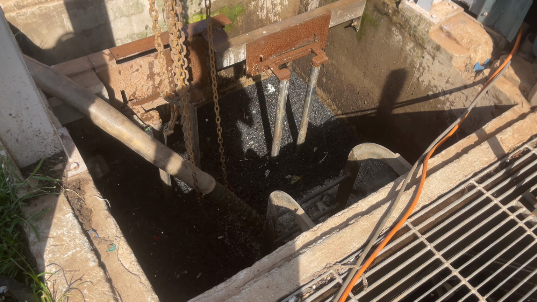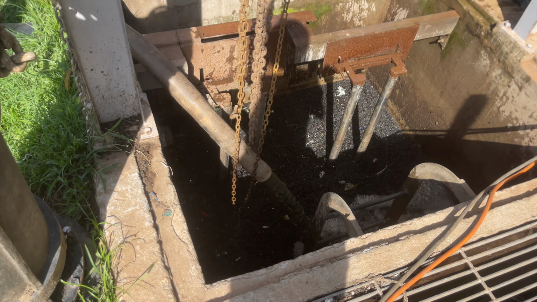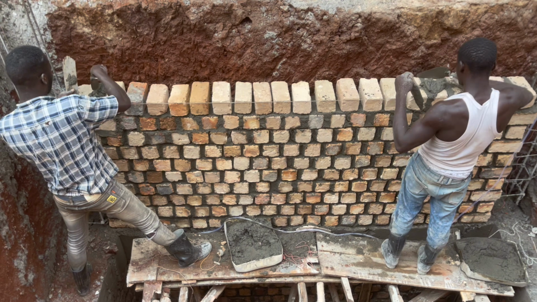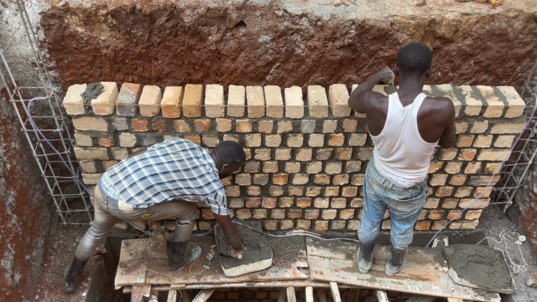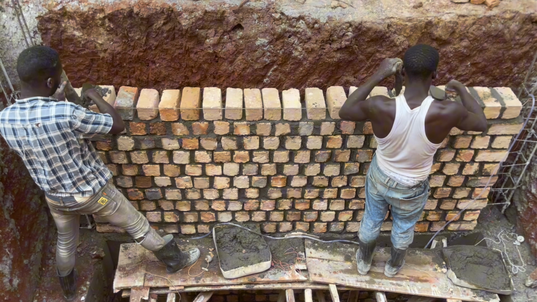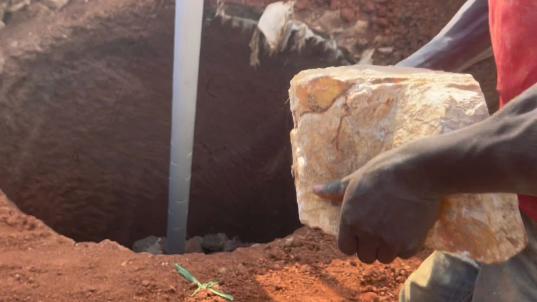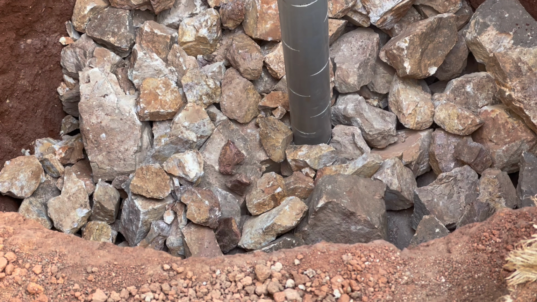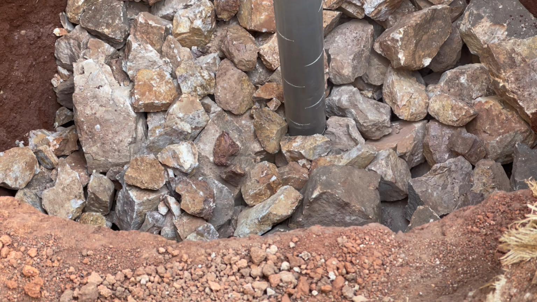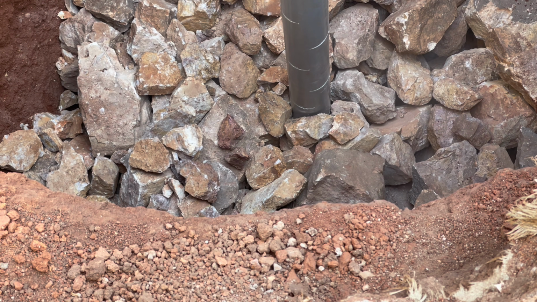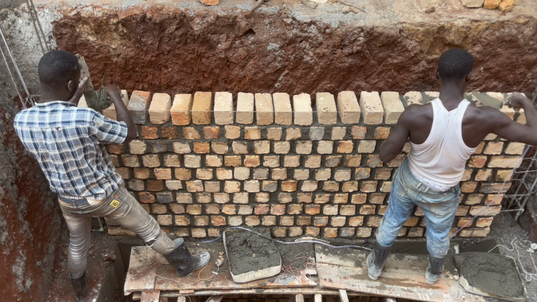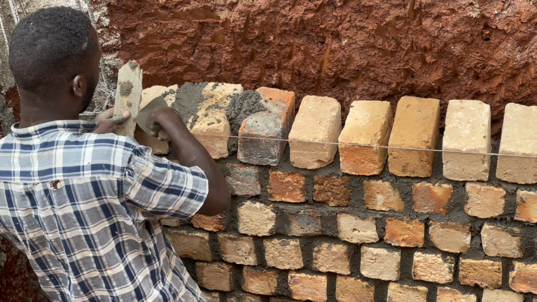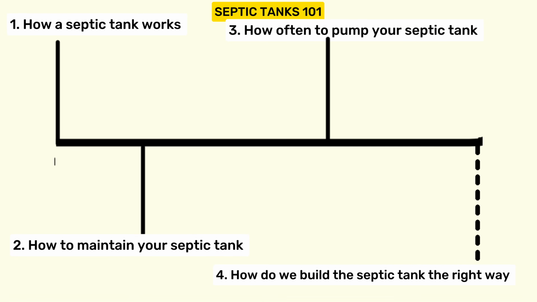To cut all these costs involved for every 2 years, you need to build the septic tank the right way. As a civil engineer who has built over 70 septic tanks, I can assure you all problems affecting septic tanks come from building them the wrong way. It all starts with poor workmanship. Building the septic tank the correct way will save you a lot of money in the long run. And this brings us to the last topic: how do we build the septic tank the right way?